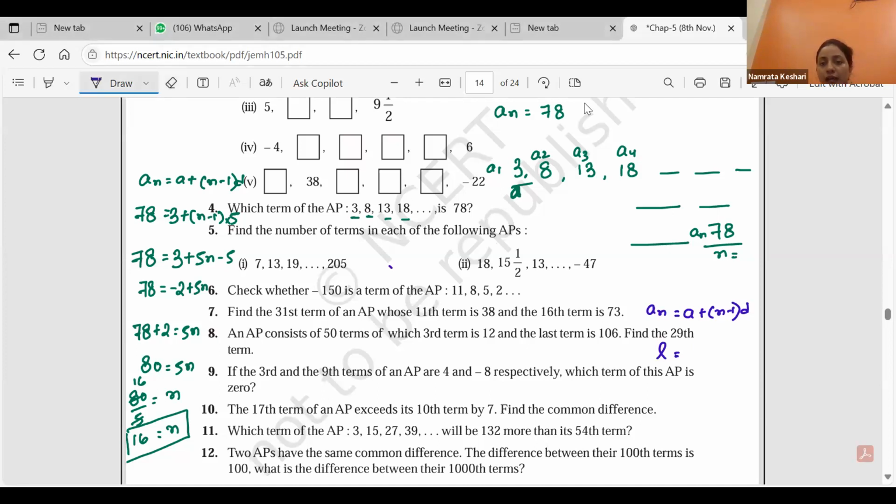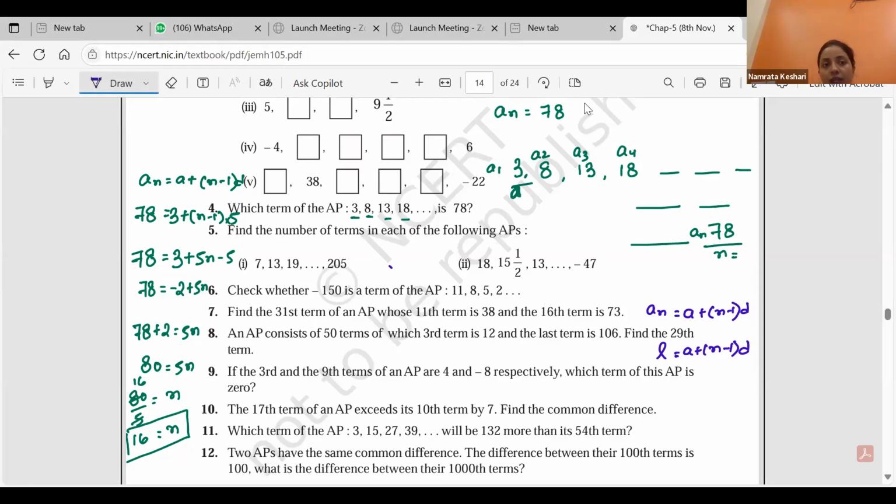Yes. So the nth term formula can also be taken as a last term formula. An can be written as L as well: A plus n minus 1 into D. The moment you use the last term L, A and D, you will be able to take out the number of terms from an AP.